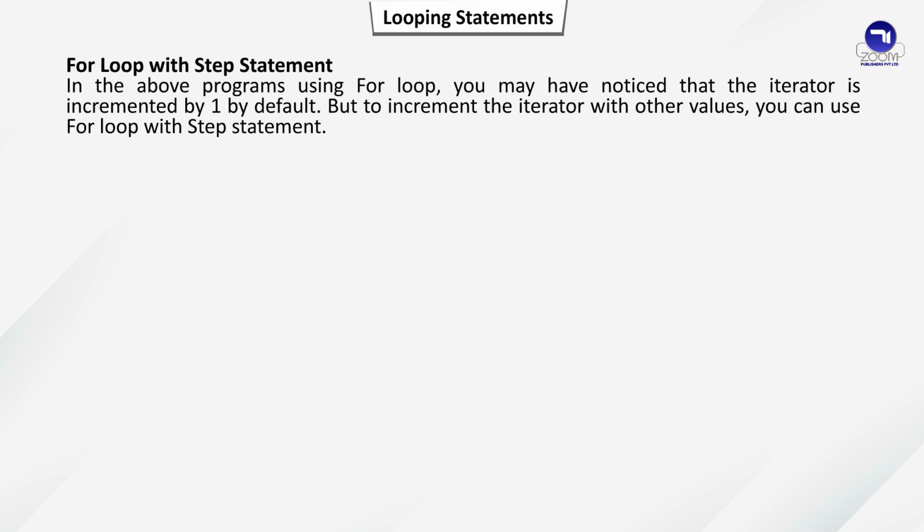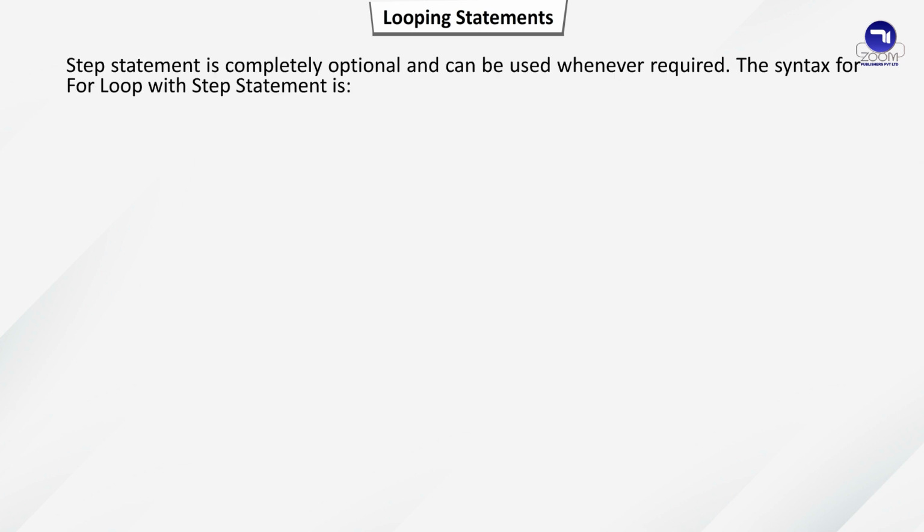For loop with step statement. In the above programs using for loop, you may have noticed that the iterator is incremented by 1 by default. But to increment the iterator with other values, you can use for loop with step statement. Step statement is completely optional and can be used whenever required.